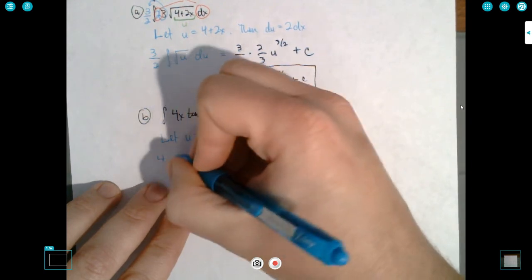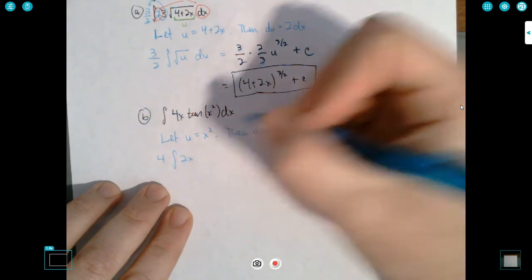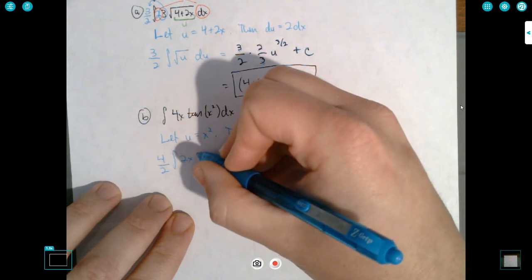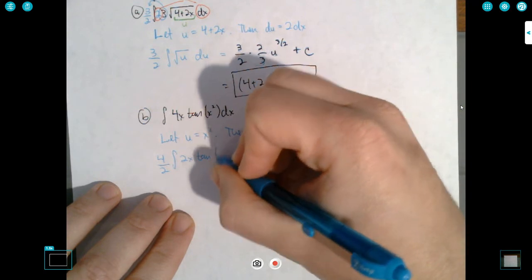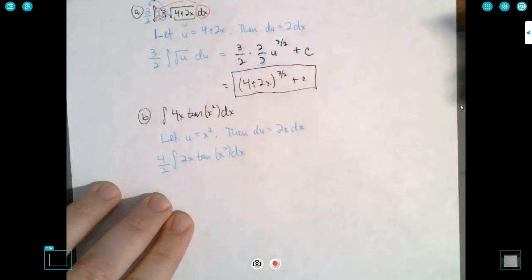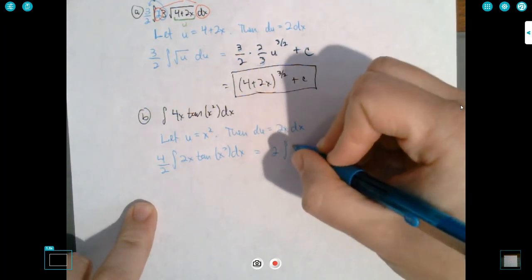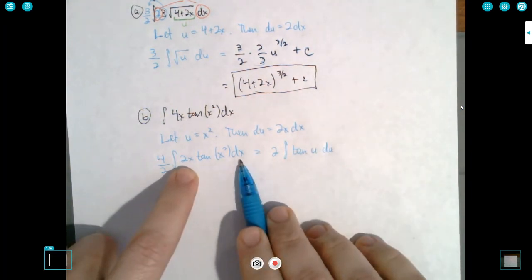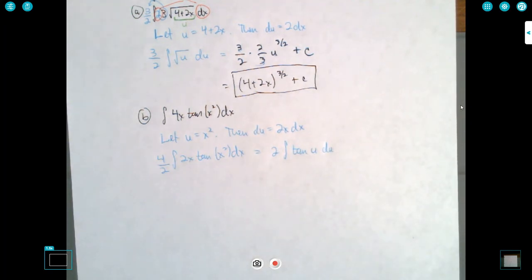And I can fix up this integral so that, first of all, if I take out the 4, then if I make it a 2x, I've got to offset that with a 2 there, right? So then I've got 2x tangent x squared dx. That's going to now become 4 divided by 2 is 2. So this is going to become 2 times the integral of tangent u du, right? The du takes care of the 2x dx, so we've just got tangent u du.